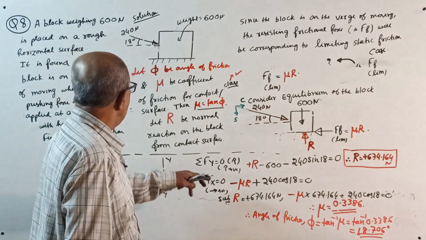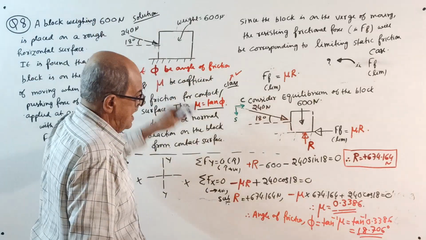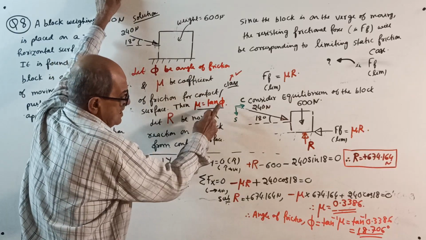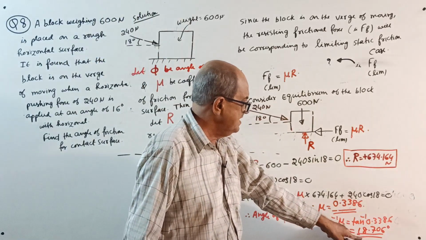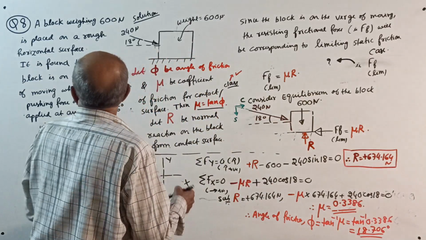So next write. Already written here. Let phi be the angle of friction. We know that angle of friction phi, I wrote here mu equal to tan phi. So angle of friction phi equal to tan inverse mu, phi is 18.706 degrees. Okay, now question number 9.